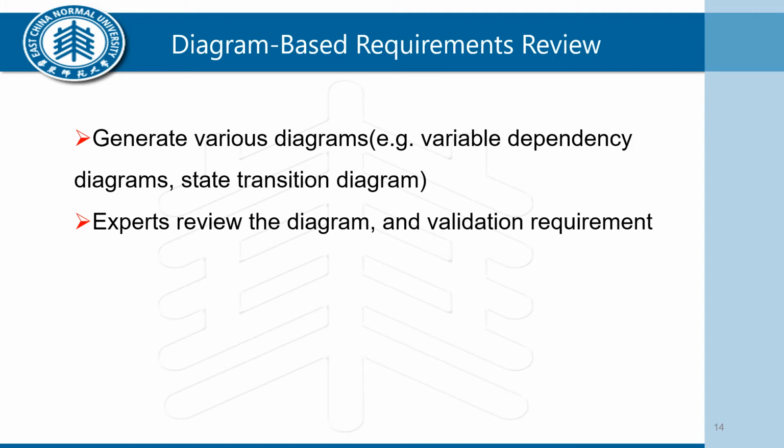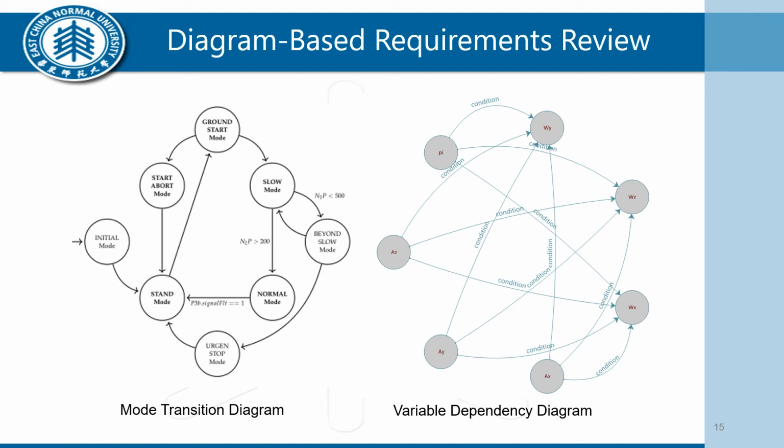Diagram-based requirements review means generating variable diagrams, like variable dependency diagrams and state transition diagrams, and then the experts review the diagrams and validate whether the requirement satisfies their expectations. For example, we can generate the mode transition diagram on the left side. The people can check whether the system transitions from the slow mode to the normal mode. And we can also generate the variable dependency diagram on the right side. The people can check that A implies B and B implies C, and whether C relates to A.